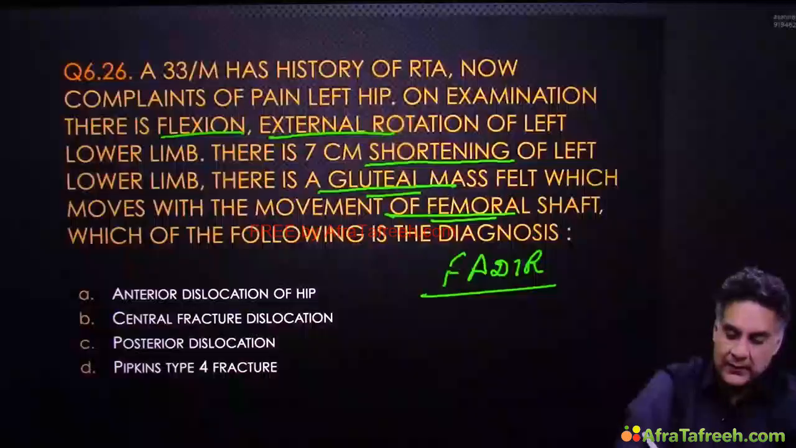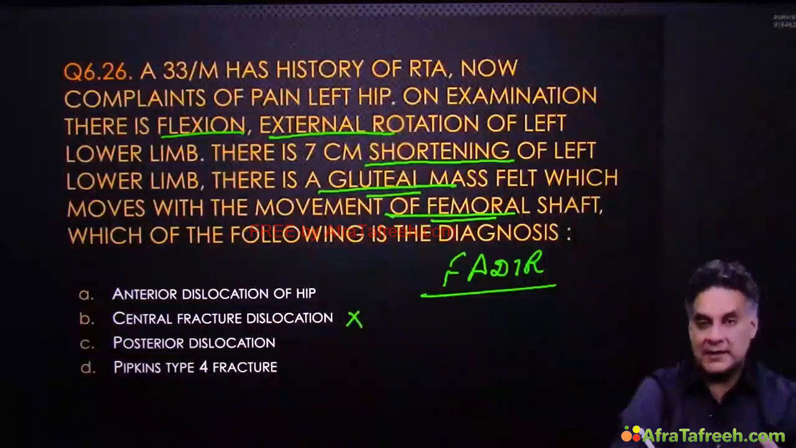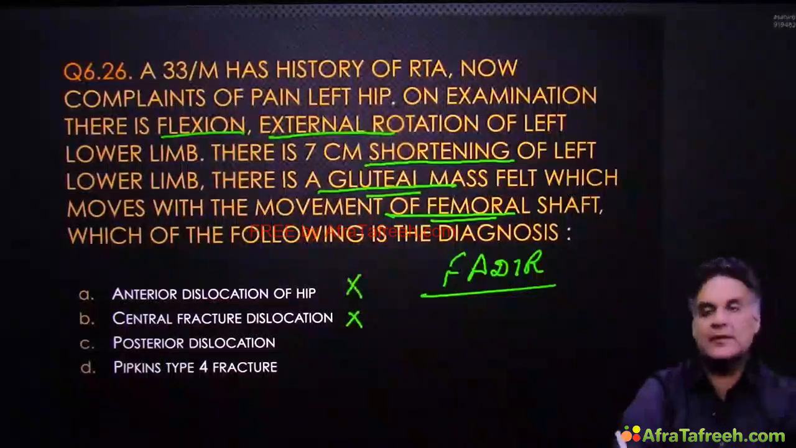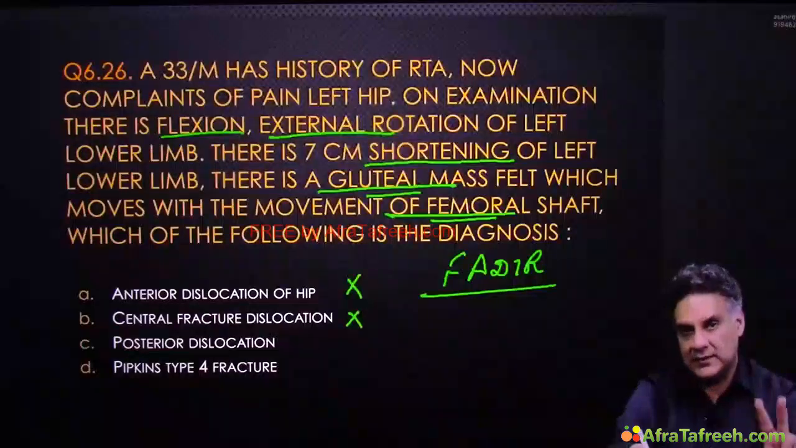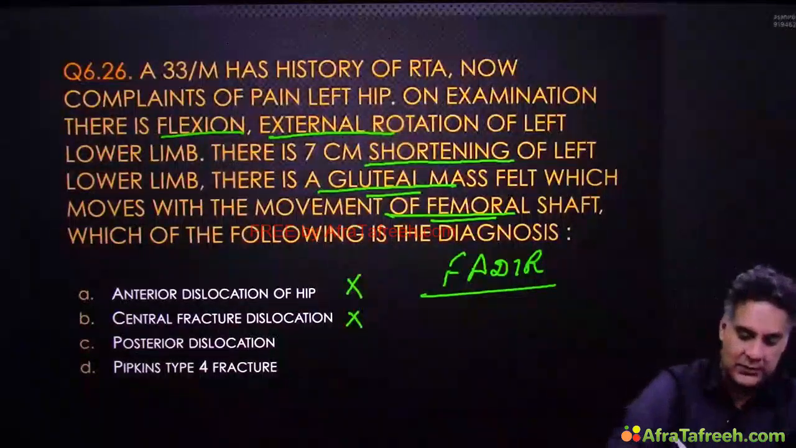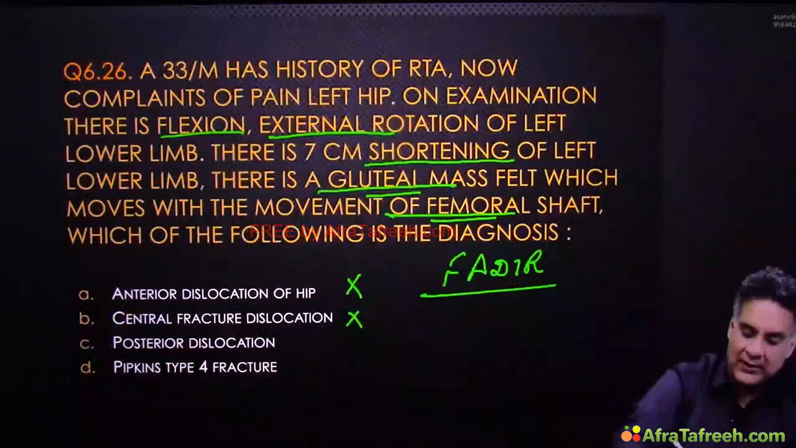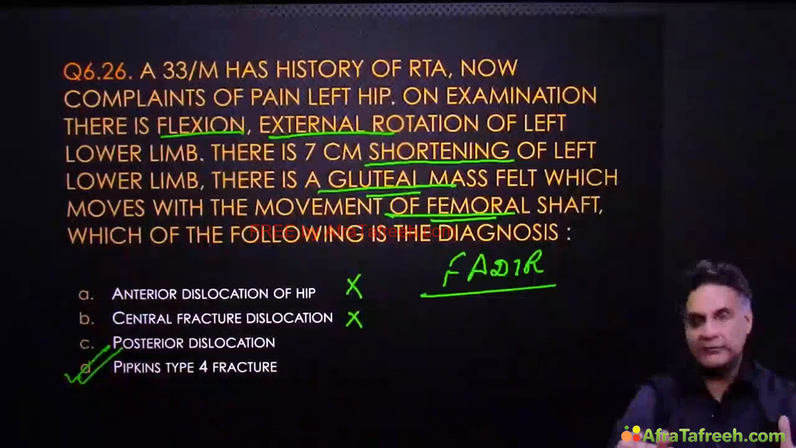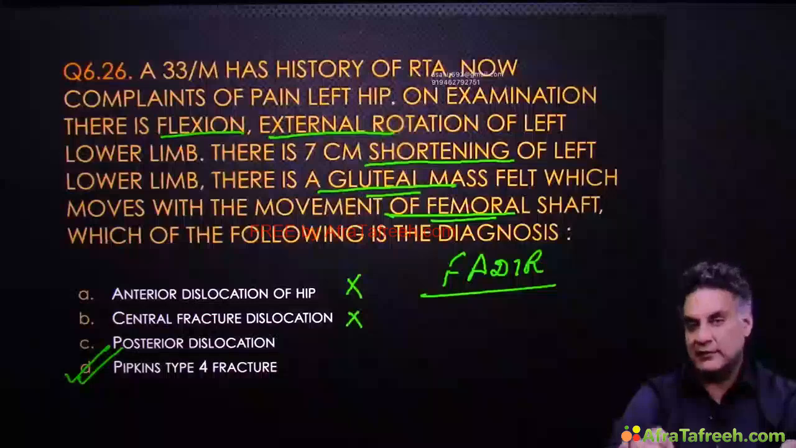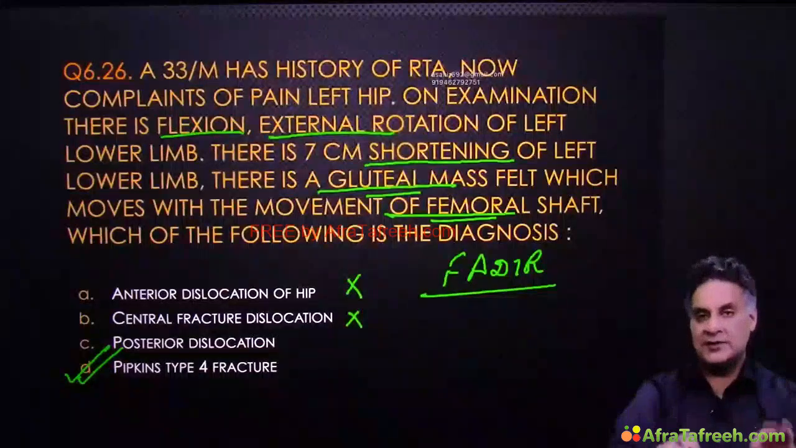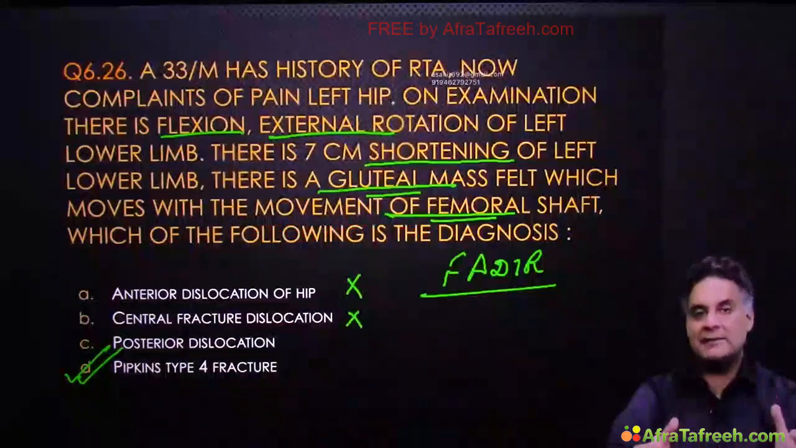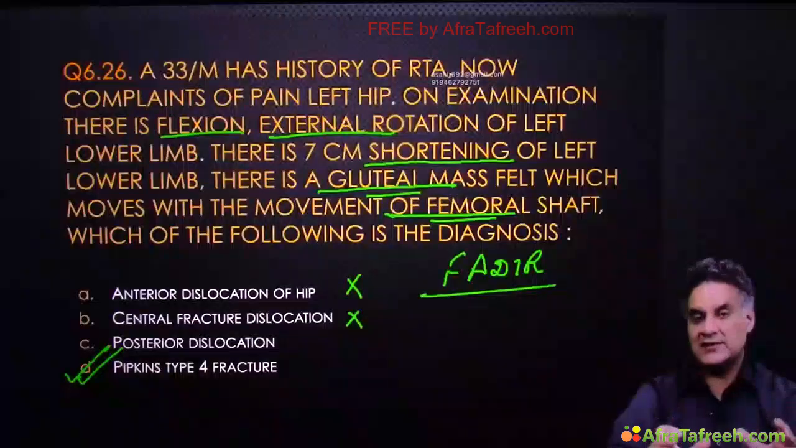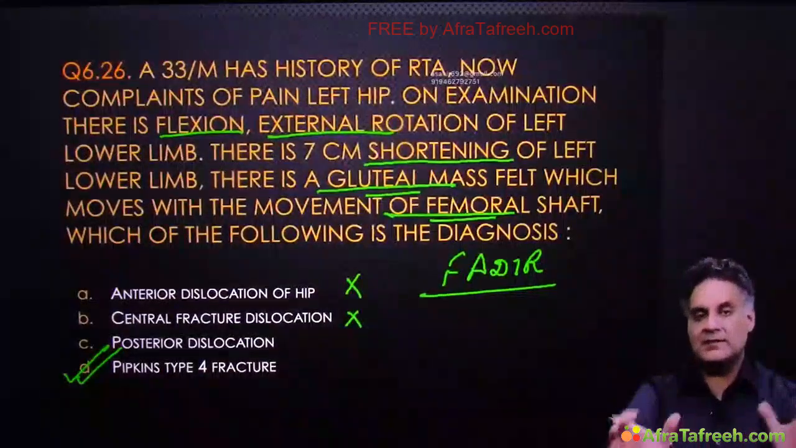Gluteal mass, central is out because it should be per rectal, anterior is out. Shortening with a posterior mass, 2 options. Classical internal rotation, posterior dislocation. If not, atypical presentation, Pipkin's type 4. So if in the history internal rotation would have been there, it would have been posterior dislocation. But there is external rotation. So atypical presentation, fracture dislocation, called as Pipkin's type 4.